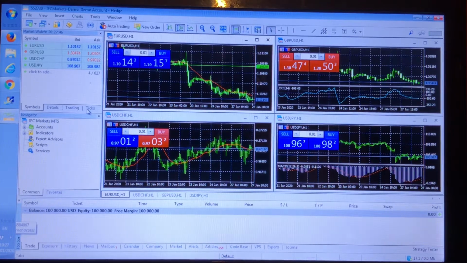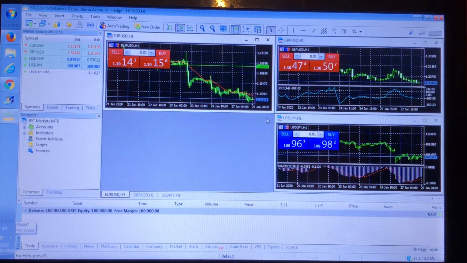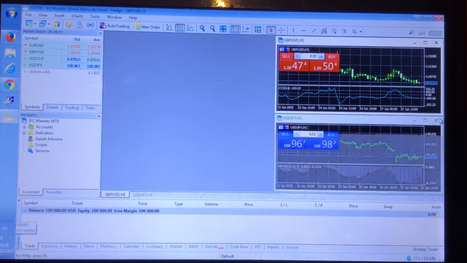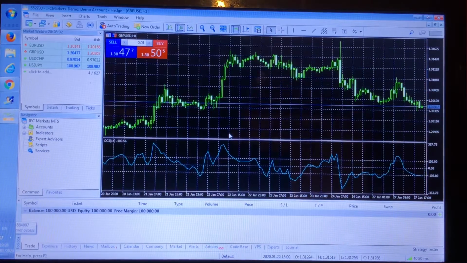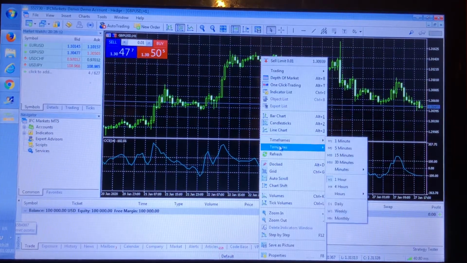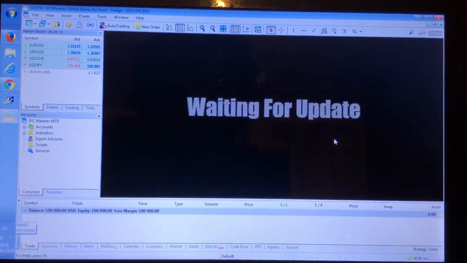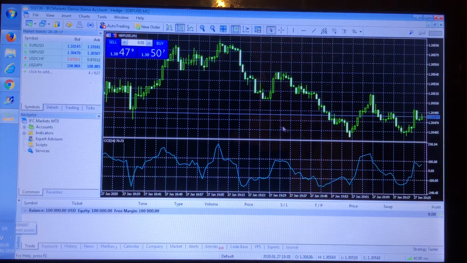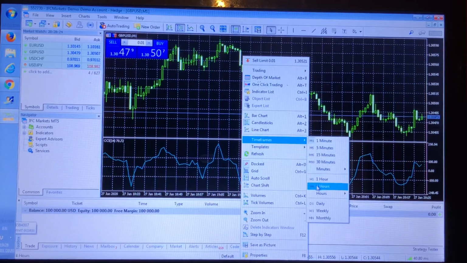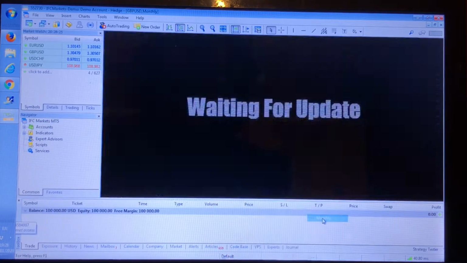So I'm just going to start with obviously one instrument just now. So I'm going to get rid of all the rest of the graphs we don't need. So that's Euro dollar, Swiss franc dollar, and the Japanese yen dollar. So we're going to trade the pound versus the dollar. So let's look at some timelines. Let's look at the minute. Let's look at the monthly.